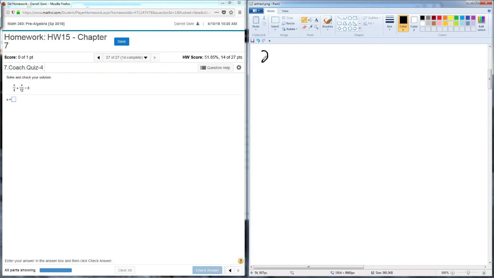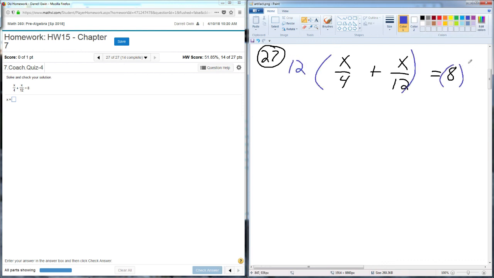The last problem, x over 4 plus x over 12 equals 8, is an equation with fractions. We're going to multiply by the LCD, which is 12 in this case. 4 times 3 is 12. So 12 divided by 4 is 3. 12 divided by 12 is 1. And 12 times 8 is pretty tough. Do that on the side. 12 times 8. 8 times 2 is 16. Carry the 1. 8, 9, 96.